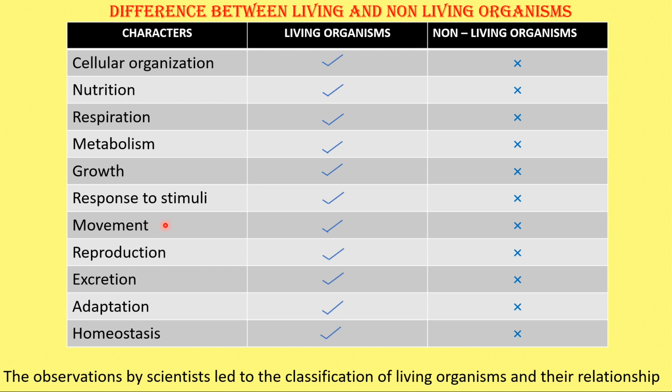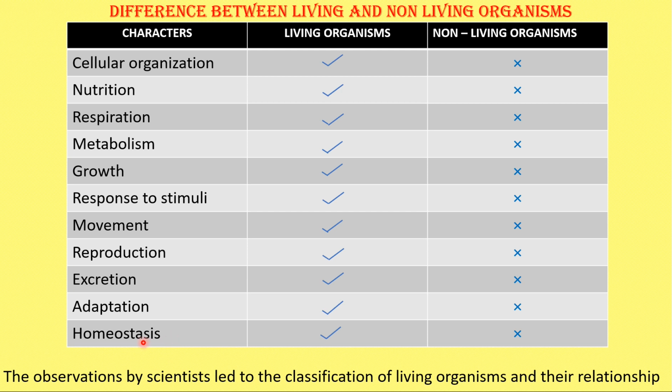They show movement towards a particular direction. All living organisms reproduce; they have the capacity of reproduction. Living organisms can excrete their waste in the form of nitrogenous waste: ammonia, urea, or uric acid. And animals are adapted to live in various habitats, whether aquatic, terrestrial, or aerial. All the animals occupy all the habitats because they are adapted to live in different habitats.